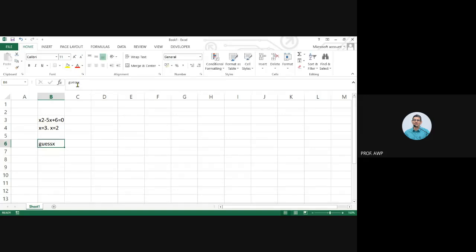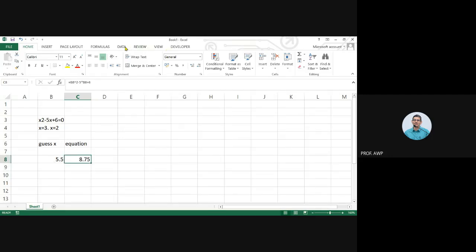So your guess value of x is, suppose, say 5.5. Okay. Then you can write your equation in terms of this x value. So that is x square minus 5 times x plus 6. So that is the value of your left hand side. Now you want your left hand side to be equal to 0.